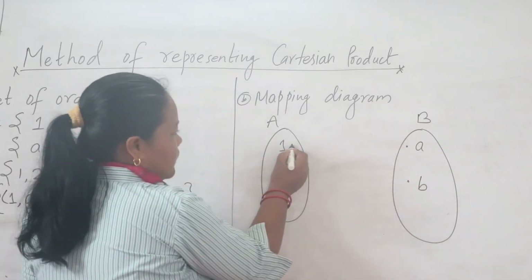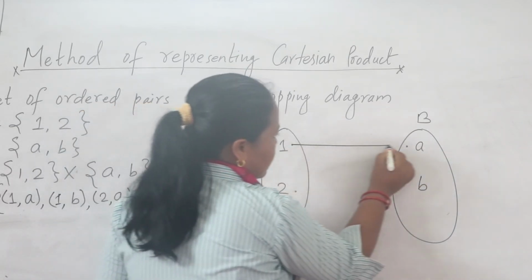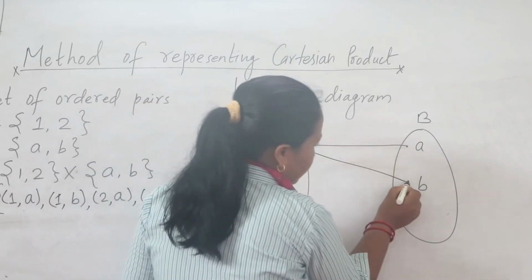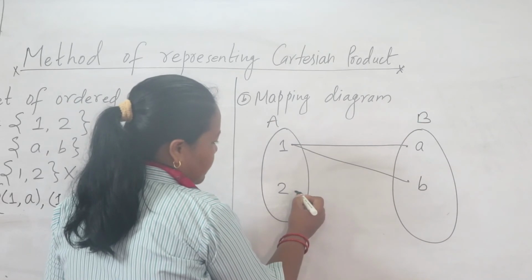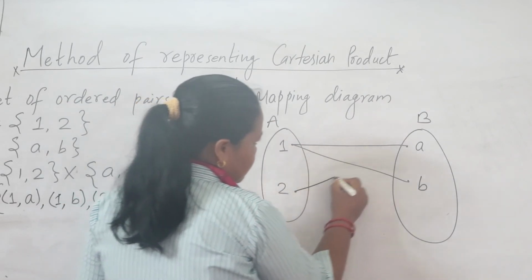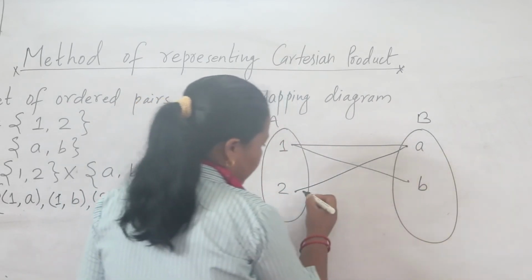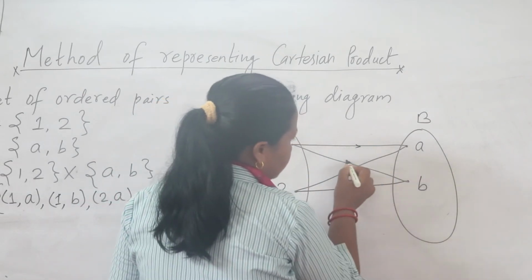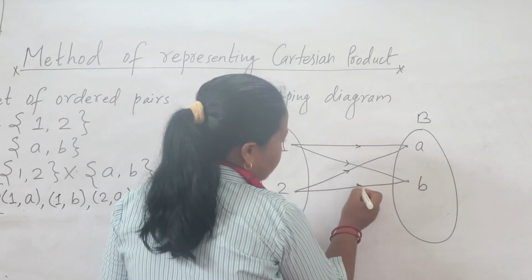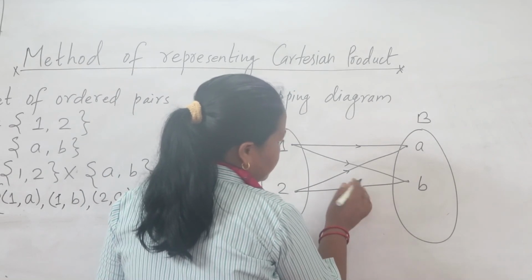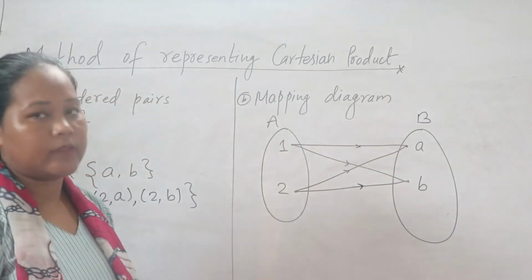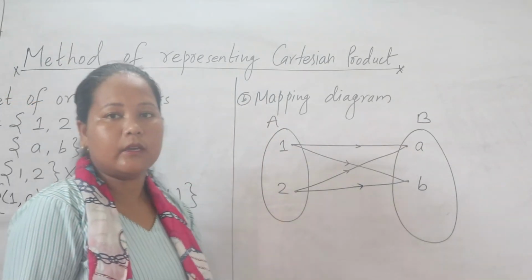1 will map to the first A and again 1 to B, and the second element 2 will map to A and again to B. By this also we can represent the Cartesian product. This is called a mapping diagram.